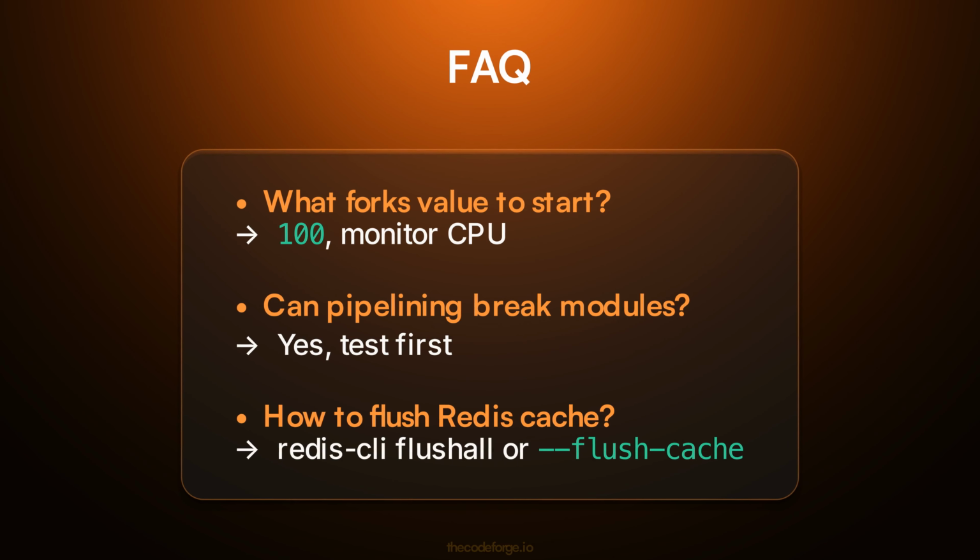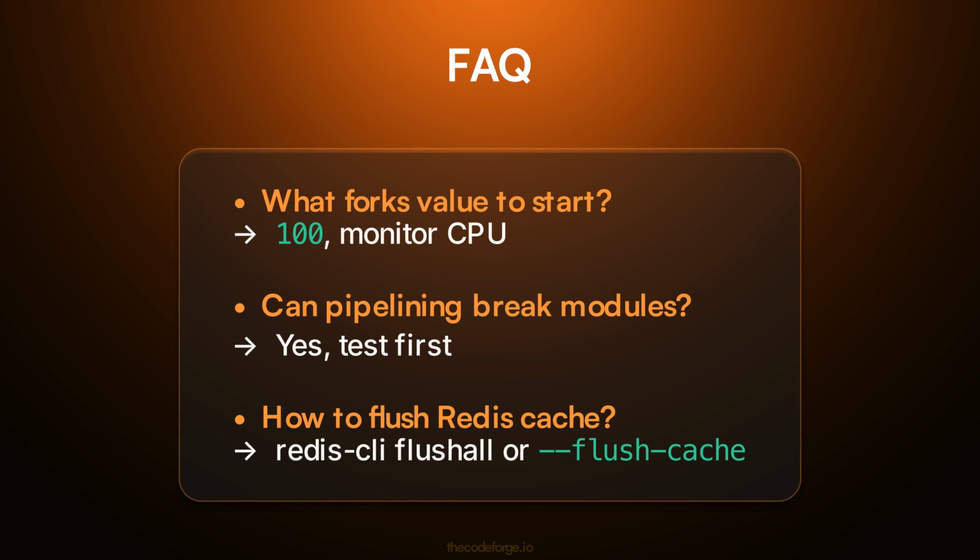And a few frequently asked questions. What forks value to start? 100, monitor CPU. Can pipelining break modules? Yes, test first. How to flush Redis cache? redis-cli flushall or flush cache.